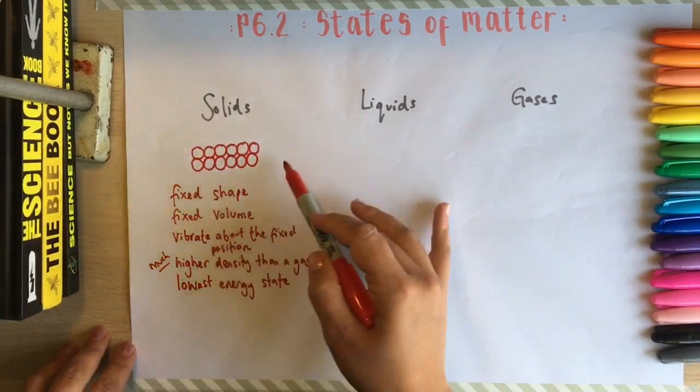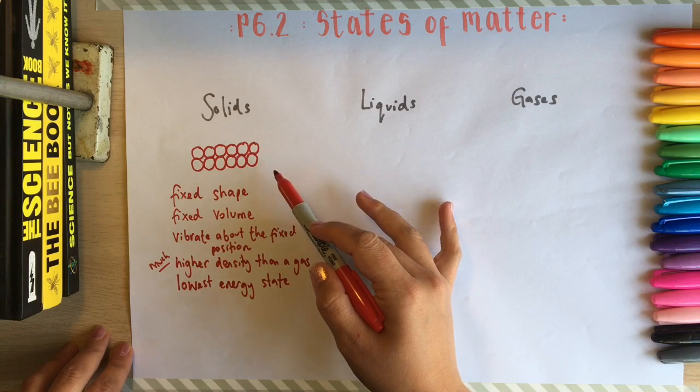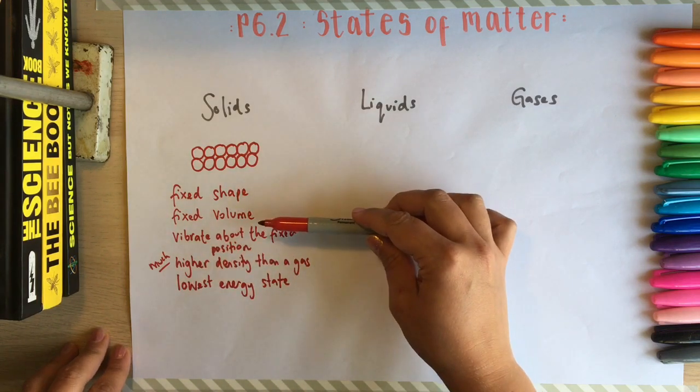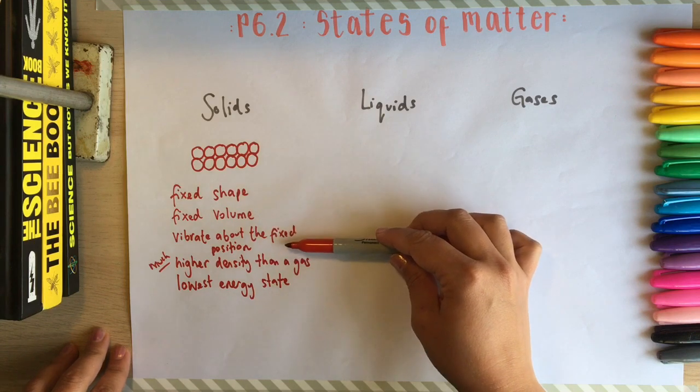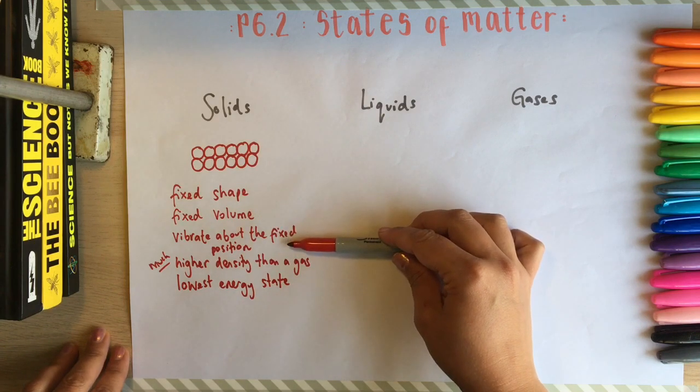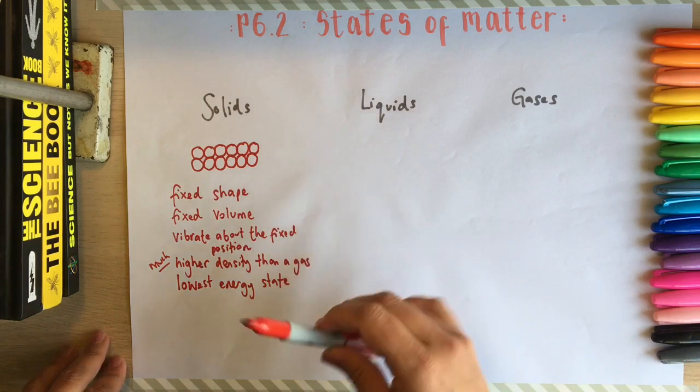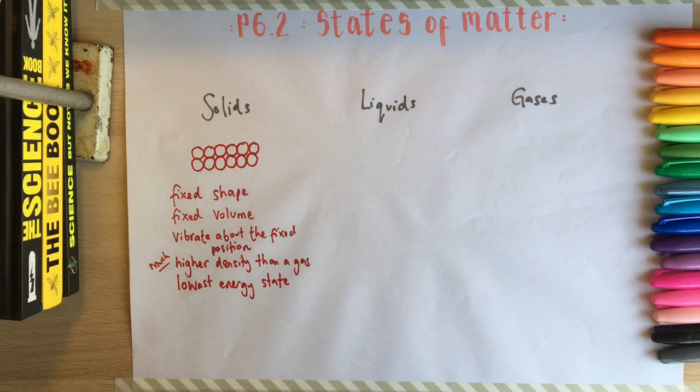So you need to be comfortable drawing a solid. And then the properties, again: fixed shape, fixed volume, the particles vibrate about their fixed position, they have a much higher density than a gas, and the particles in it are in their lowest energy state.